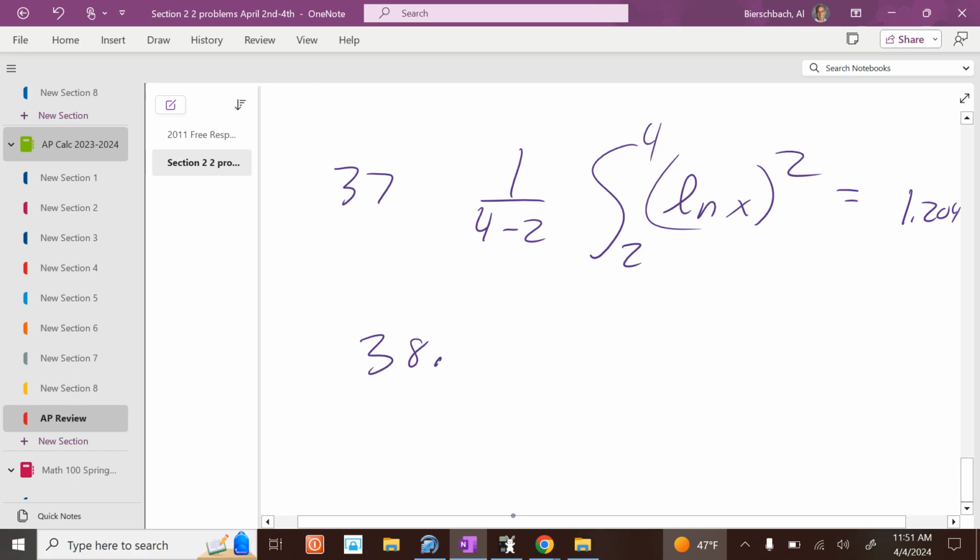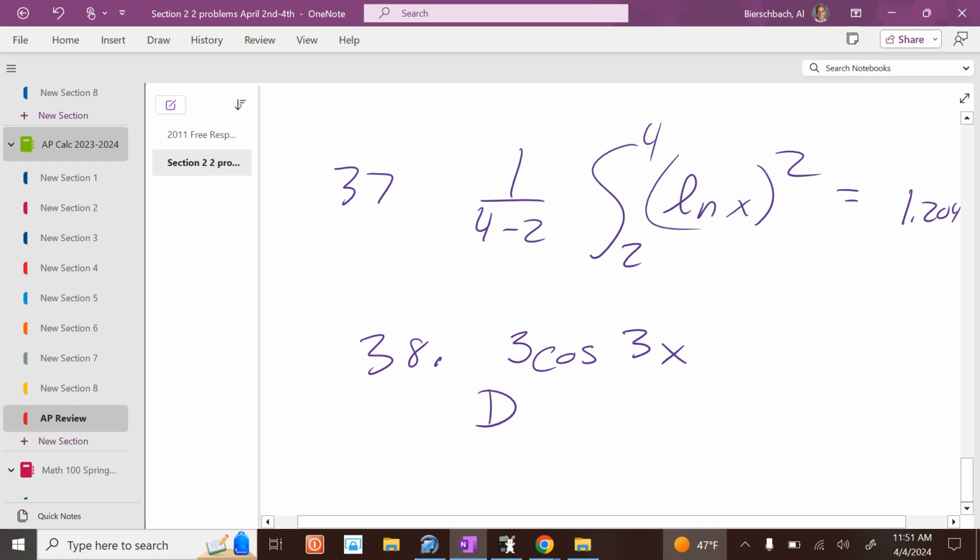38. The first derivative of the integral from 0 to 3x of cosine of t dt is a cosine of 3x times the first derivative of that. It's the fundamental theorem of calculus. So the first derivative of that is also 3. So it's 3 cosine of 3x on 38, which is choice D. Fundamental theorem of calculus. All right.